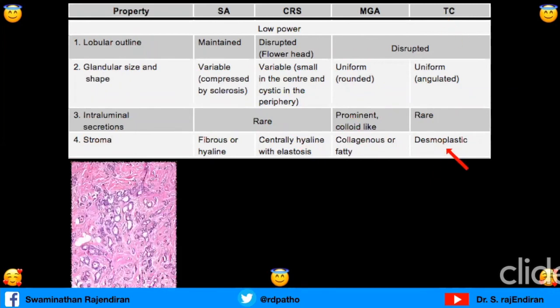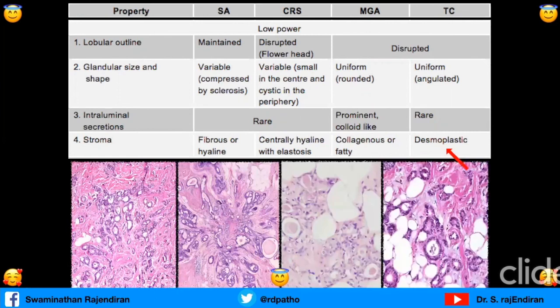This is the low power, and I have given a picture of sclerosing adenosis and complex radial scar. This is the microglandular adenosis with the secretions, and this is the tubular carcinoma. See the angulated glands and the desmoplastic stroma.